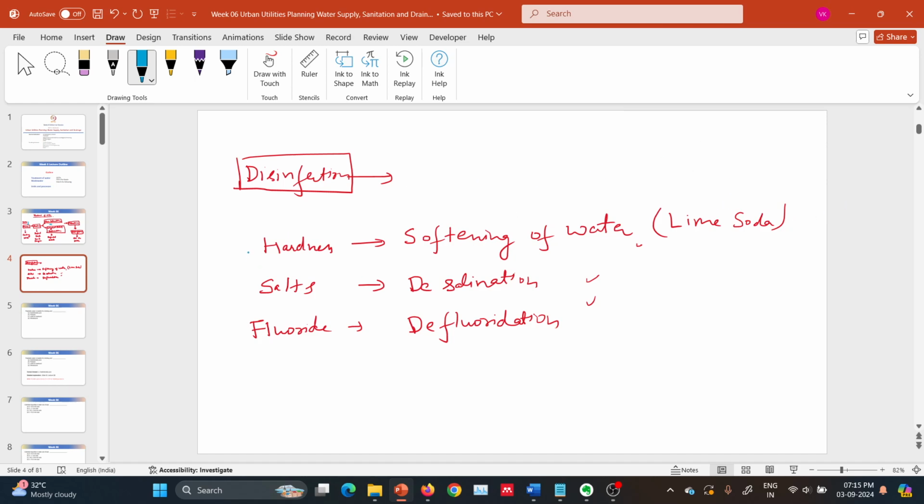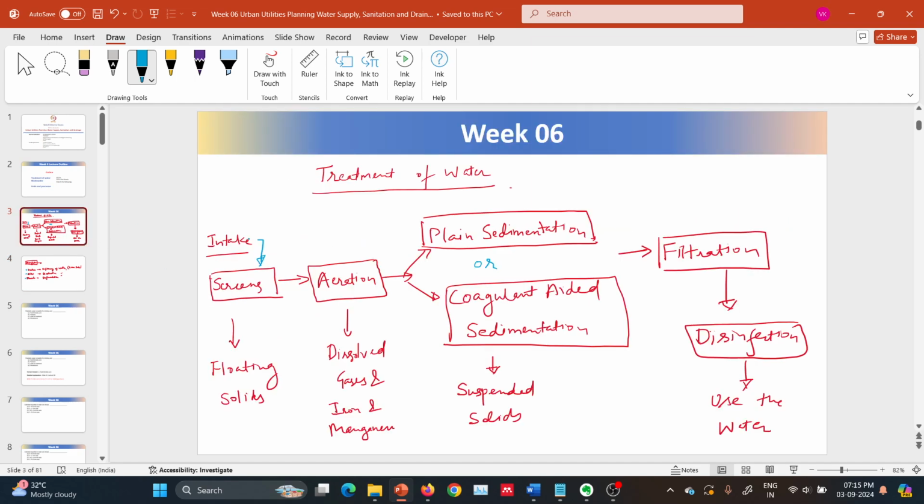And after disinfection, we may provide some provision. Suppose if our water is hard, we may go for softening of water. And if it contains more salts, we can go for desalination. If it contains more fluoride, we can go for defluoridation. So it depends on the water or source of water, what extra constituents or which pollutant it contains. Based on that, we can modify our treatment flow scheme.